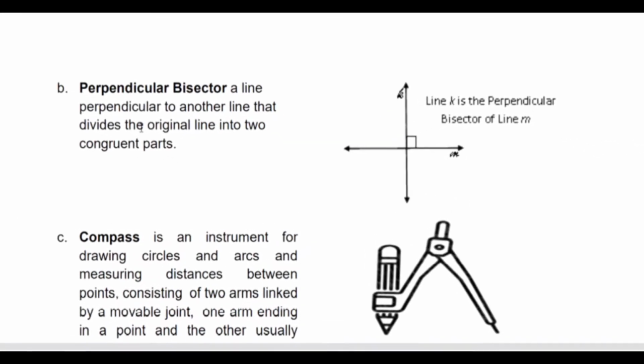Next, we have the perpendicular bisector. It is a line perpendicular to another line that divides the original line into two congruent parts. We have the line K. It is the perpendicular bisector of line M. When we say perpendicular, two lines form a right angle. So this is the line perpendicular to another line that divides the original line into two congruent parts, and it forms a right angle. This is the perpendicular bisector.